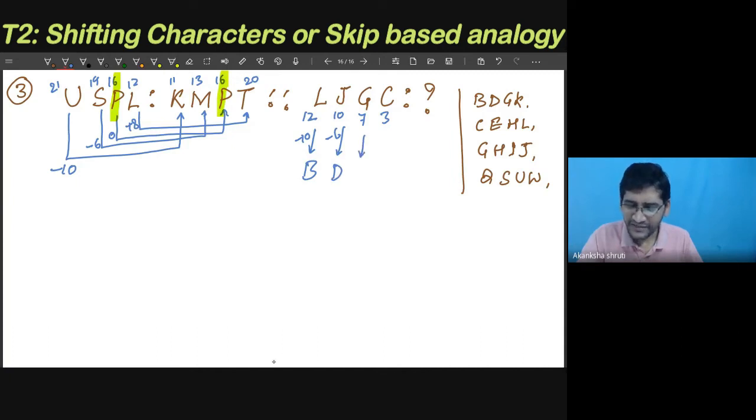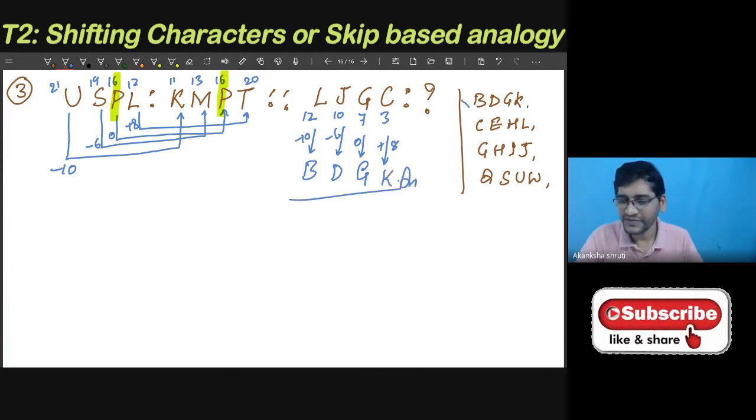G is 7. There is no shift. So copy the G as it is. For the C, there is a shift of 8. So adding the 8 in 3 become 11. 11 is our K. Yes. So the first one is correct.